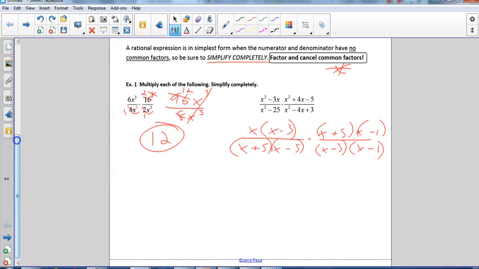Now I get to have fun canceling. I have an x plus 5 and an x plus 5. Anything divided by itself is 1. I have an x minus 3 and an x minus 3, top and bottom. Cancel. X minus 1 is literally over itself. What does that leave me? It leaves me an x on top and an x minus 5 on the bottom. And remember, no, you cannot cancel these x's. That is a big no-no. You cannot cancel inside that protective shell or cross addition subtraction.